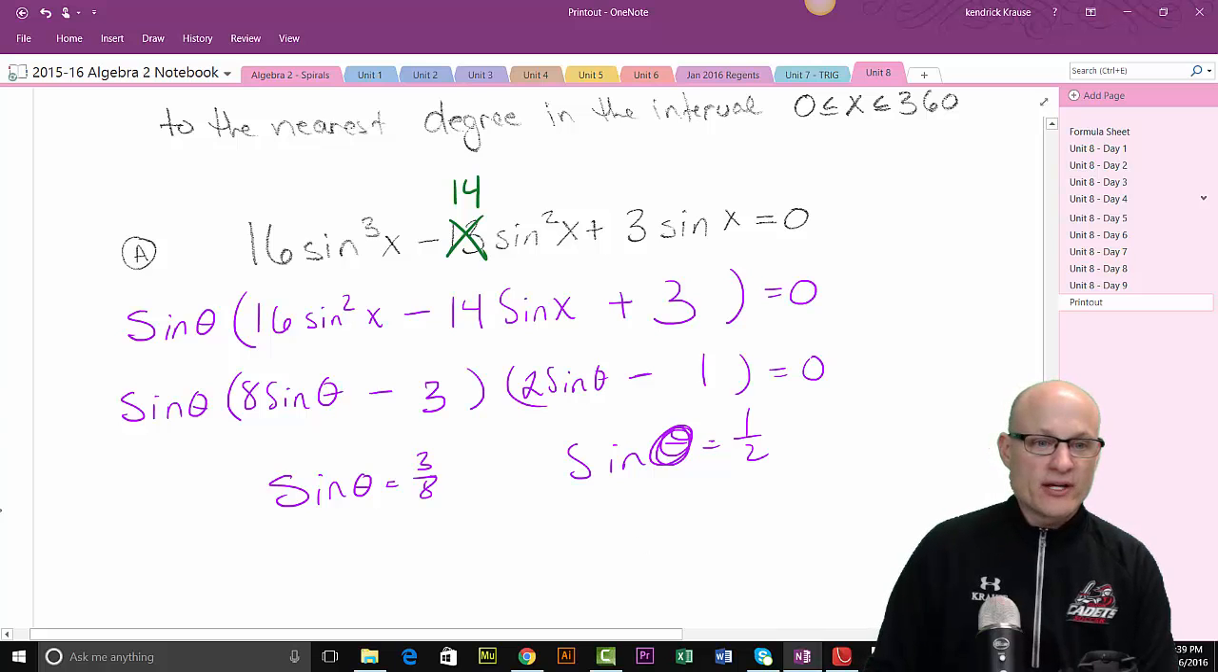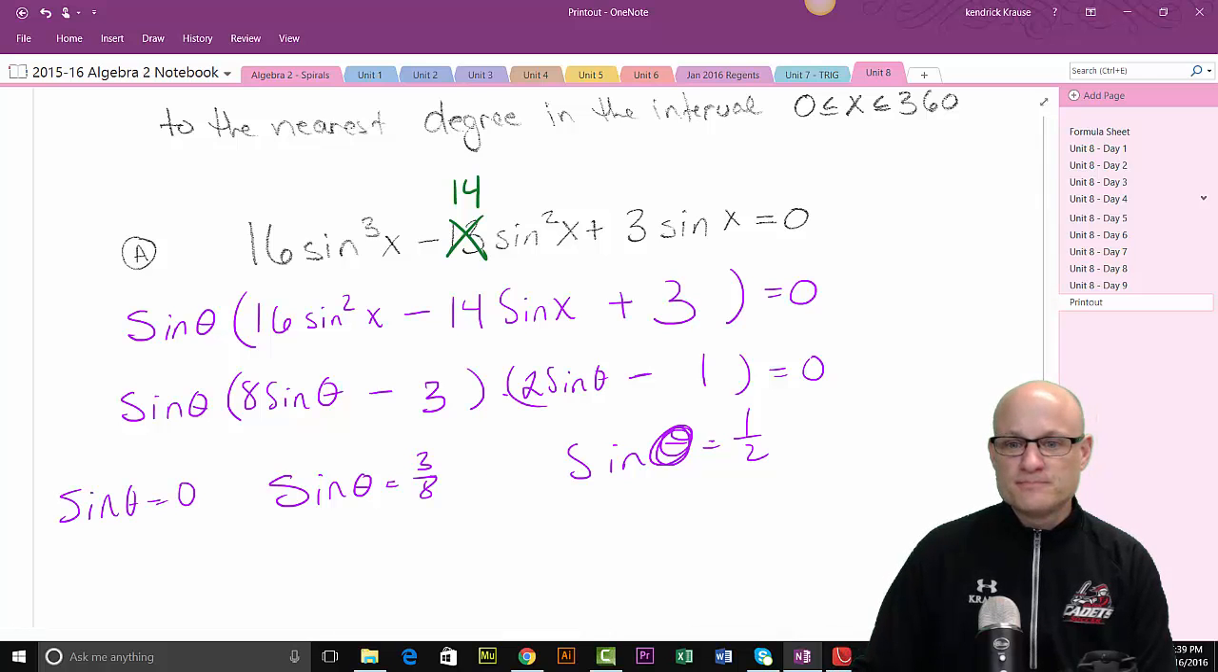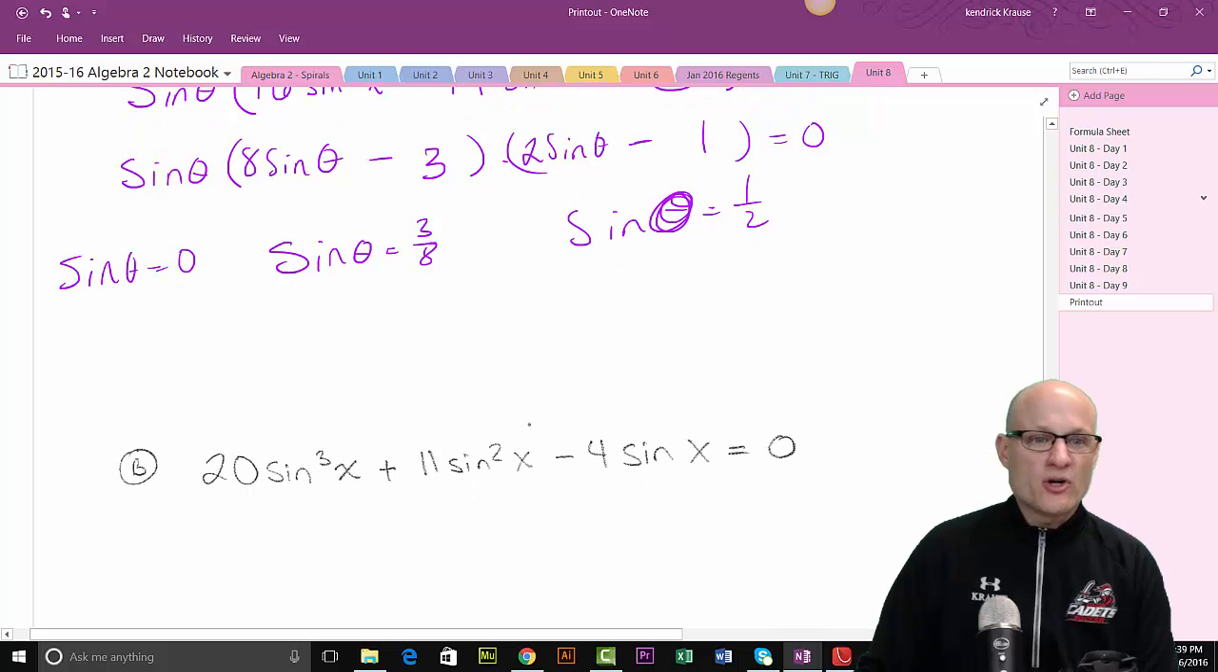All right. And then don't forget you have this thing over here. You also have sine theta equals 0. All right. So this one we're going to draw a picture. And I get 3 answers. 1, 2, 3. And we've already discussed those. Those are 0, 180 and 360.